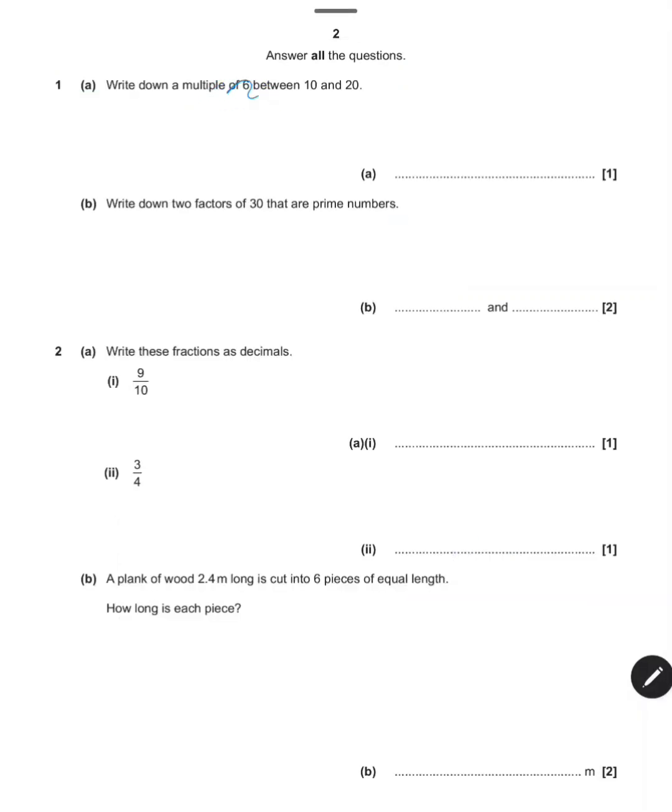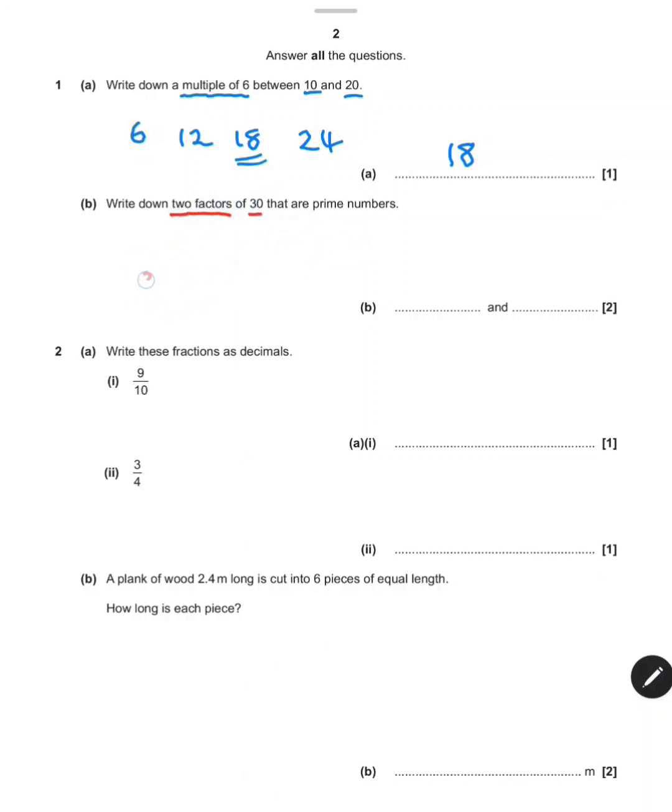Question 1, we're looking for a multiple of 6 between 10 and 20. Well, your multiples of 6 is your 6 times table. 6, 12, 18, 24. Here is between 10 and 20. It's 18. Part B, we're looking for 2 factors of 30 that are prime numbers.